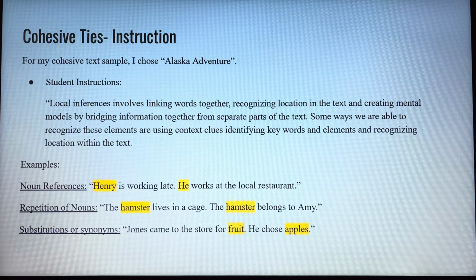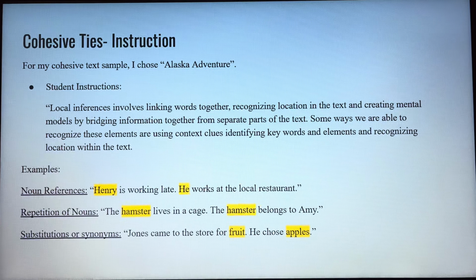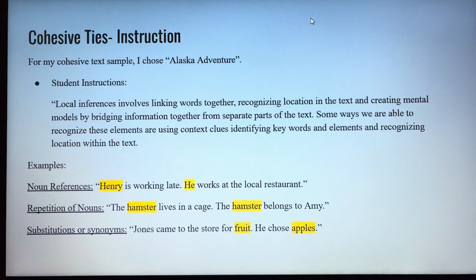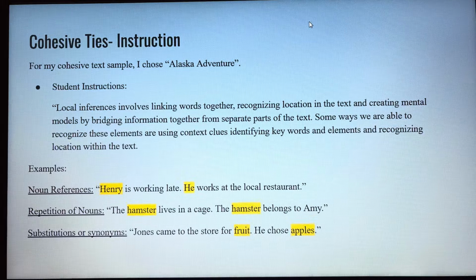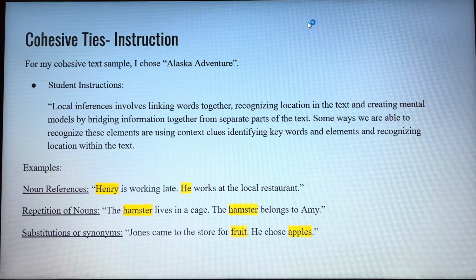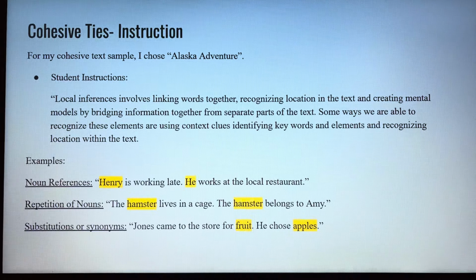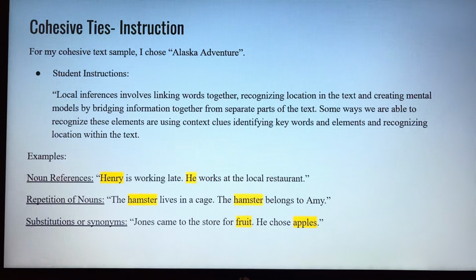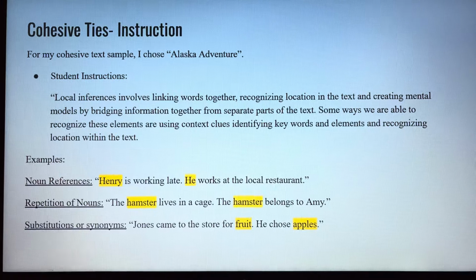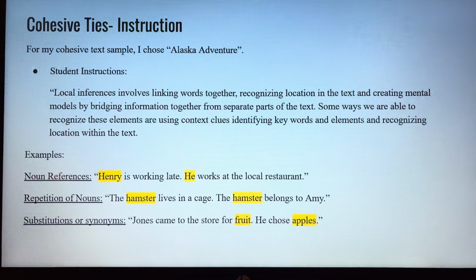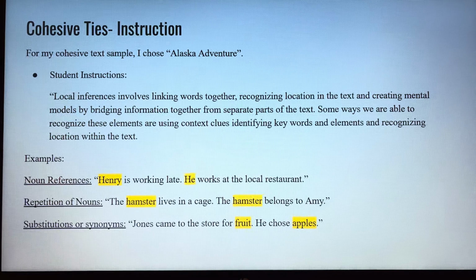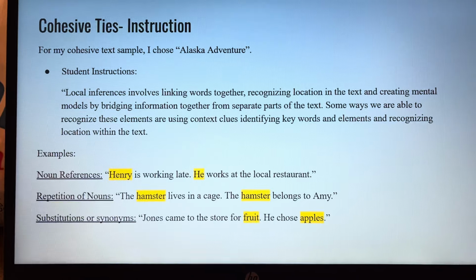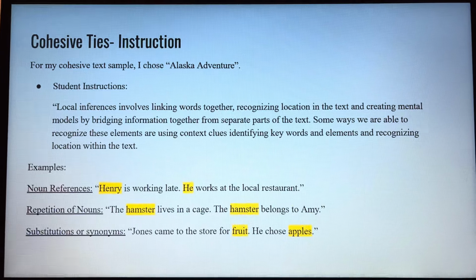Cohesive ties instruction. For my cohesive text sample, I chose Alaska Adventure. The student instructions: local inferences involve linking words together, recognizing location in the text, and creating mental models by bridging information together from separate parts of text. Some ways we are able to recognize these elements are using context clues, identifying keywords and elements, and recognizing location within the text.